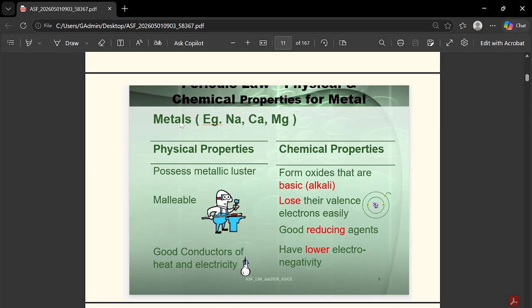One is that metals lose electrons to gain a positive charge, and they have a lower electronegativity. If you don't know what a lower electronegativity means, don't worry, we're going to go more into it in later lectures, talking about electronegativity between elements as well. So these are just some things that you need to take note of for metals.